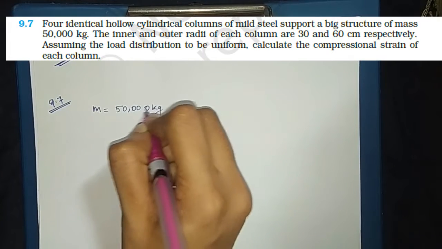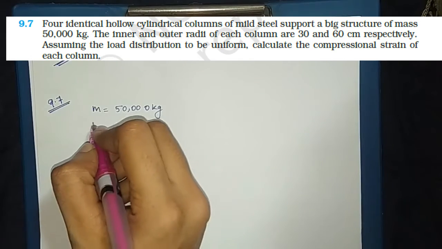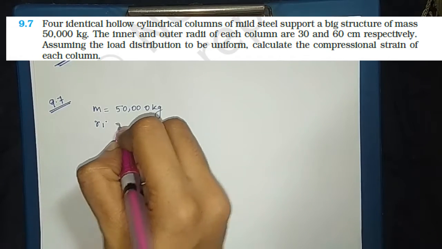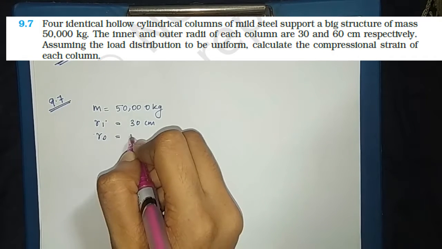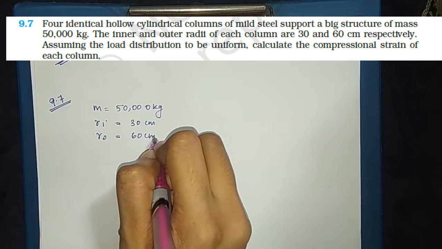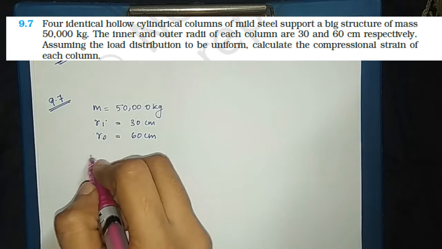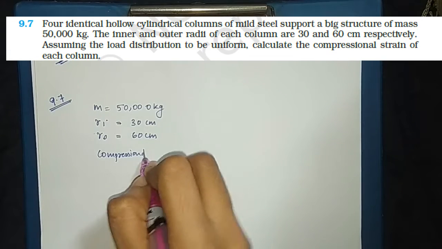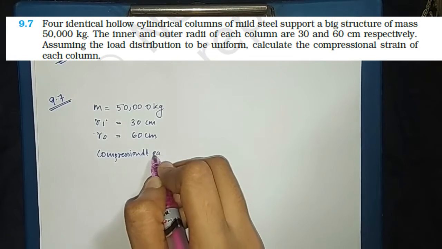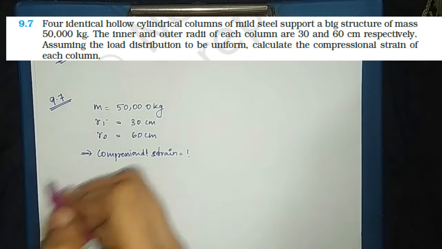50,000 kg, and the inner and the outer radius of each column. So the inner radius Ri is 30 centimeter and the outer radius R0 is 60 centimeter respectively. Assuming the load distribution to be uniform, calculate the compressional strain of each column. So what we have to calculate is the compressional strain on each column of cylinder.